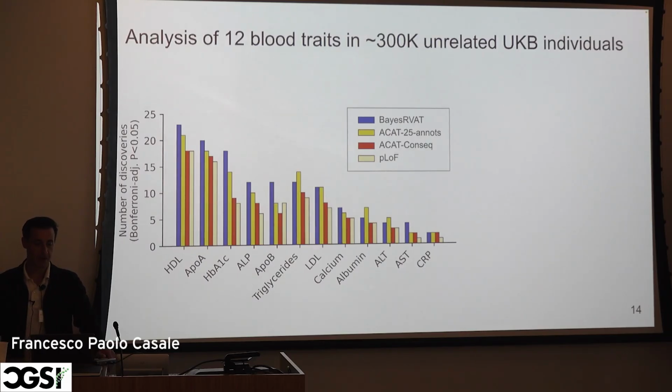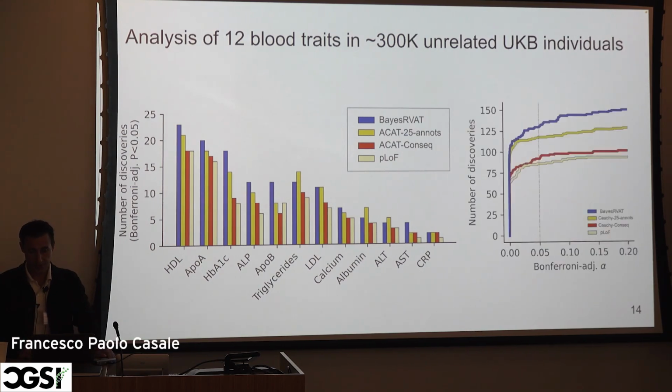We also apply this in real data, so we analyzed 12 blood traits in the UK Biobank in approximately 300,000 individuals. And overall, you can see the traits. Here is the number of discoveries after accounting for multiple hypothesis testing. And as you can see, Bayesian finds the most associations for most traits. Cumulatively, the difference is even more evident.